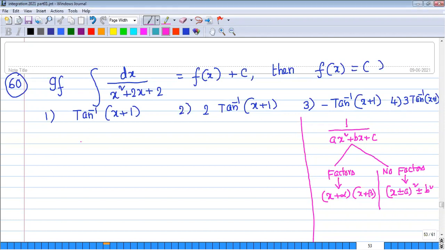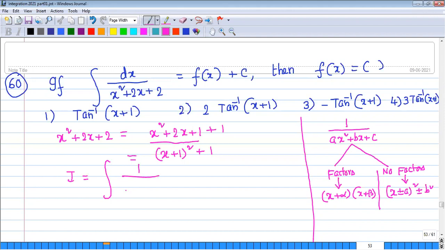Now for x square plus 2x plus 2, find the discriminant, b square minus 4ac. You will be getting a negative value, so it has no real factors. That's why it comes under no factors. So we can write x square plus 2x plus 1, splitting 2 as 1 plus 1. Up to this is a perfect square, x plus 1 whole square, plus 1.